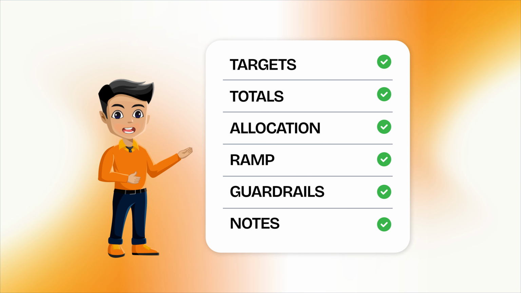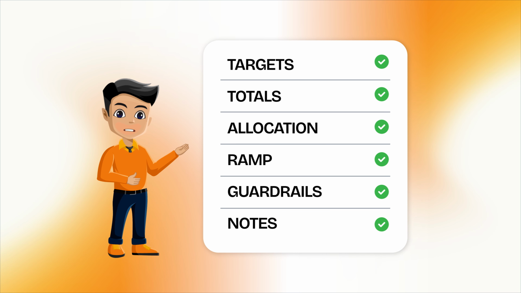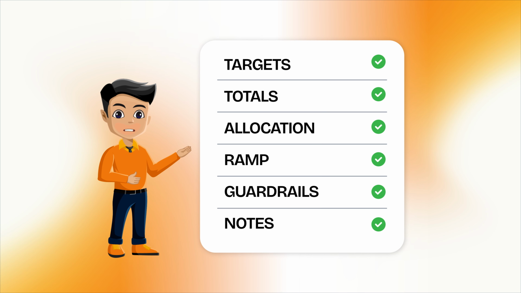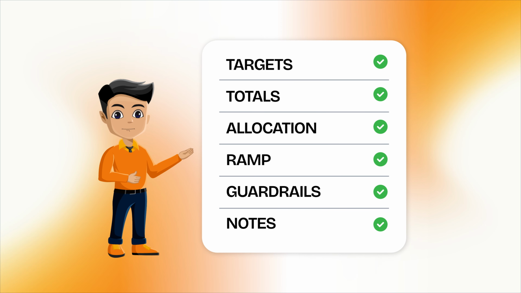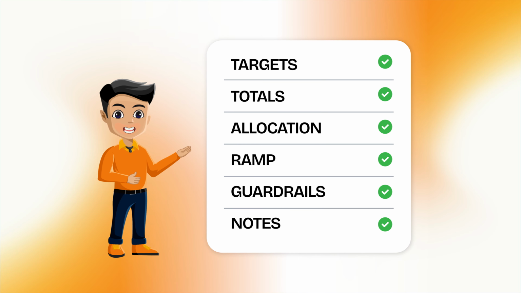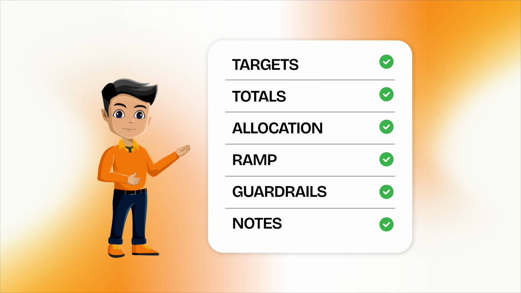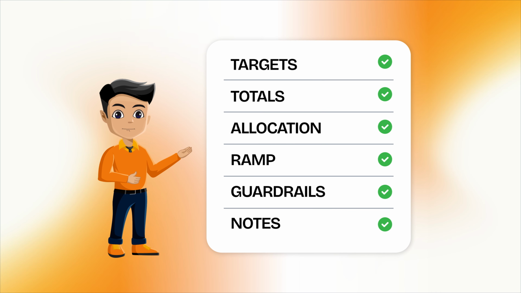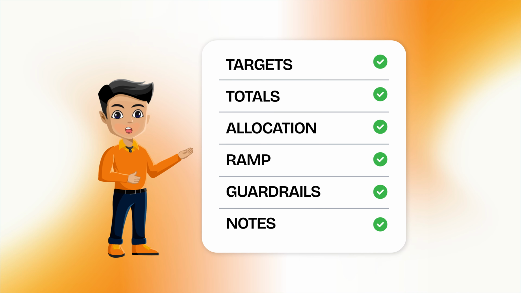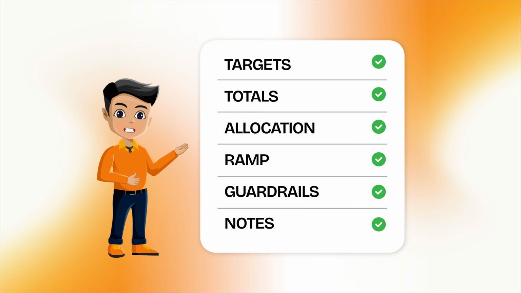One-page budget sheet to finalize. Targets, revenue, customers, allowable CAC, payback. Totals, acquisition dollars, production/tools dollars, grand total. Allocation, primary percent, supporting percent, experiments percent, retargeting percent. Ramp, week-by-week spend caps and promotion criteria. Guardrails, pause/scale rules, sample sizes, frequency caps. Notes, attribution model, reporting cadence, owner per channel.